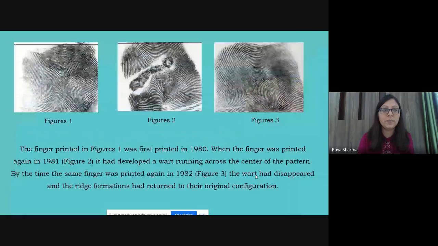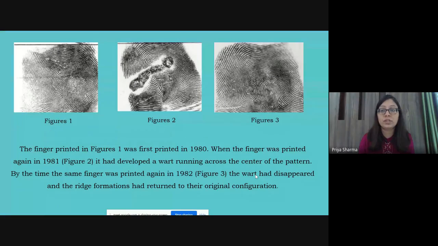Here you can see pictures of the same person. The first picture was taken in 1980, when he had a normal skin condition. But sometimes warts develop on the skin due to some physical activity or other reasons. Those warts may disappear automatically after some time.